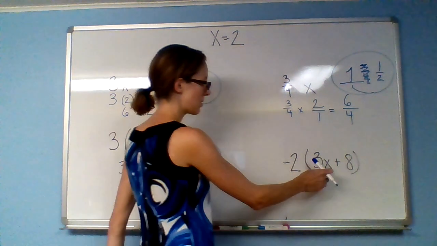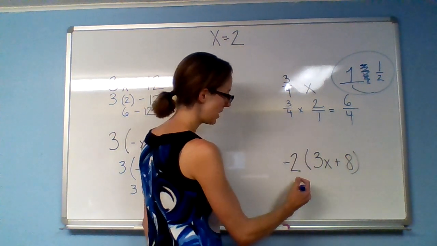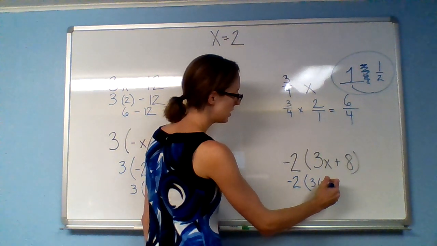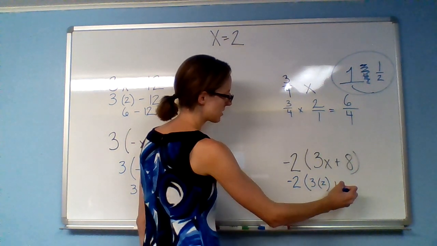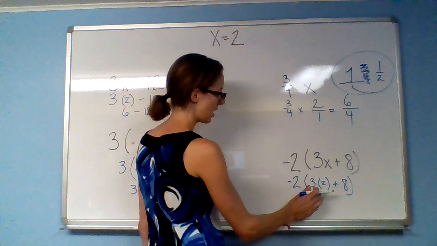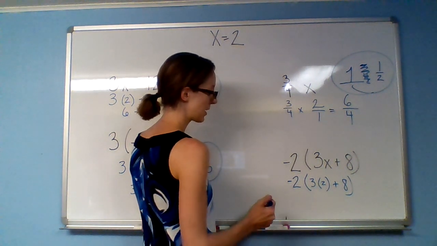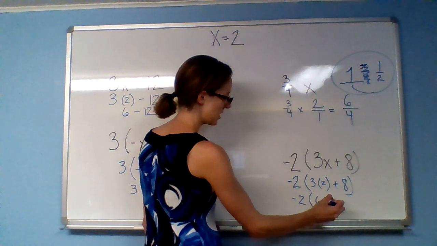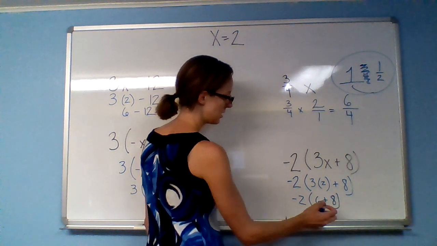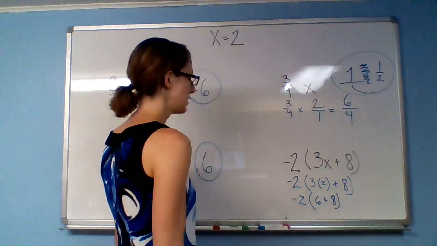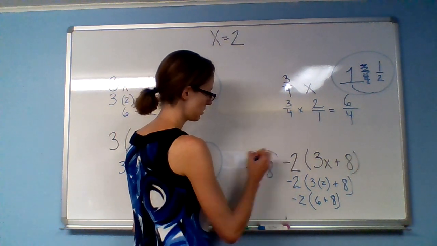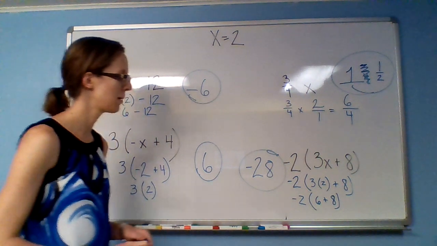Last one, again, I have that parentheses. I also have multiplication within the parentheses. So negative 2 times the quantity of 3, plug that 2 in for x, plus 8. I do this multiplication first, so I get negative 2 times the quantity of 6 plus 8. 6 plus 8 is 14 times negative 2 would be negative 28.